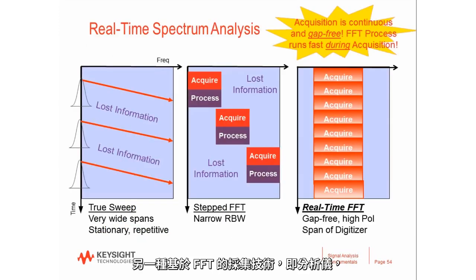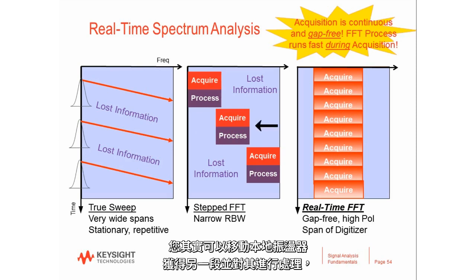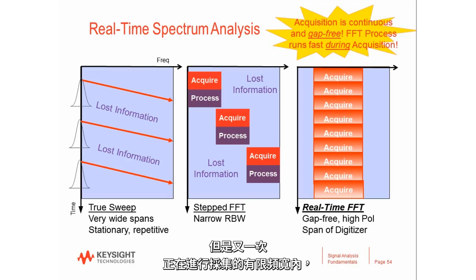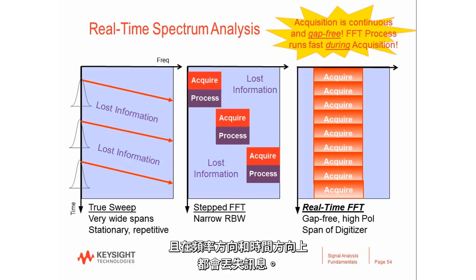There's another acquisition technique based on the FFT, and that's where the analyzer can acquire information over some larger bandwidth, process that in the FFT, and then display it. And you could actually move the LO and acquire another block and process it, and acquire another block and process it. So given enough steps, you can cover the same amount of spectrum width. But again, you're making acquisitions that have a finite bandwidth, and information can still be lost in both the frequency direction as well as the time direction.